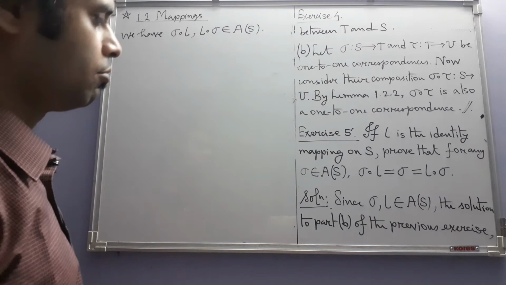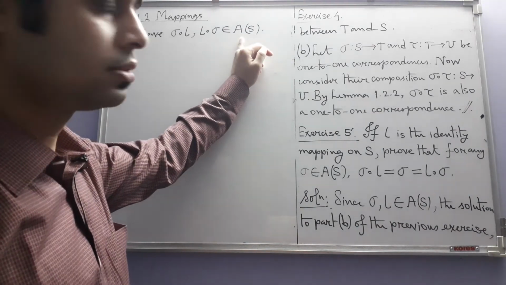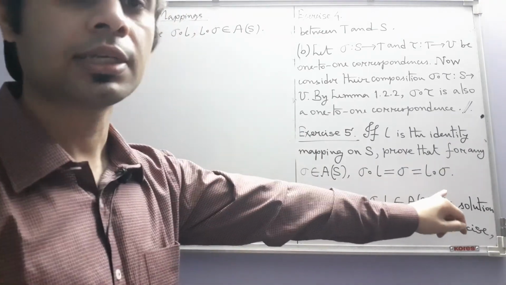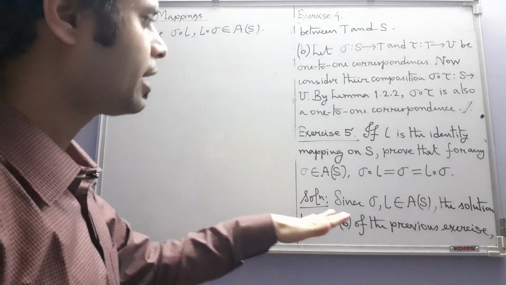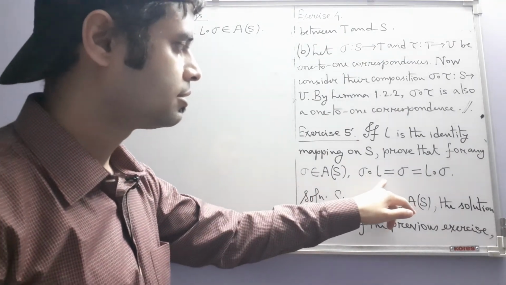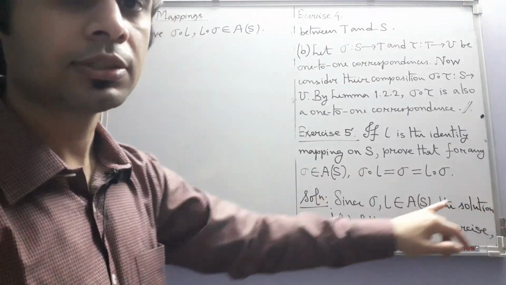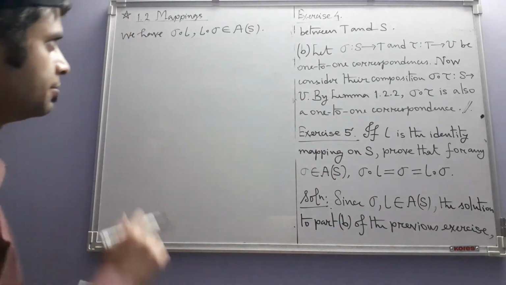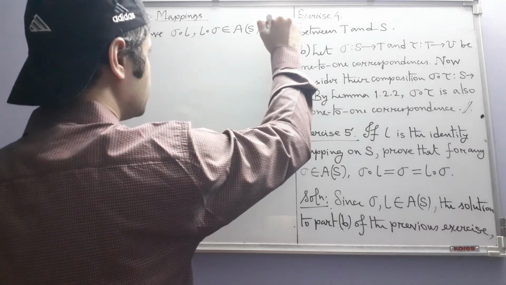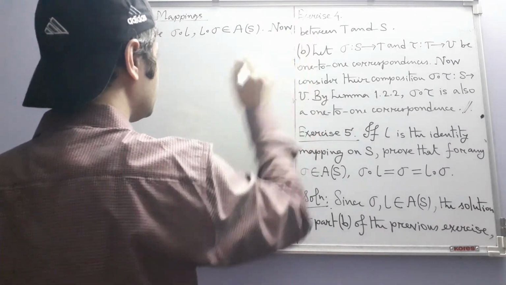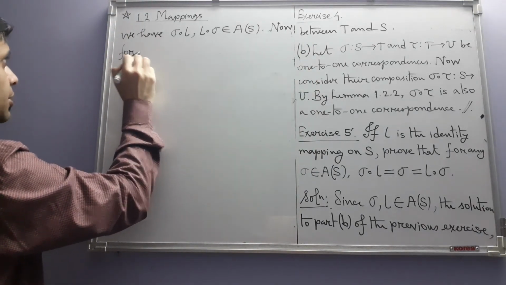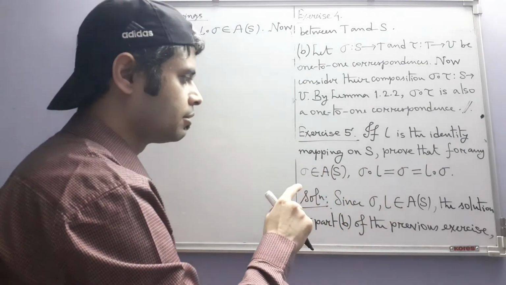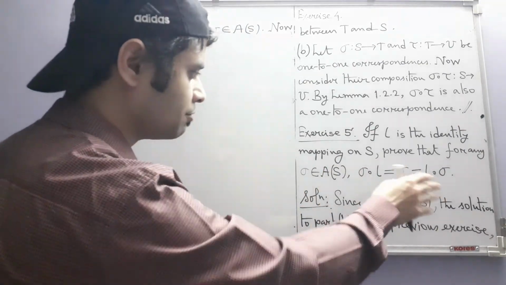By the way, why do I need to conclude this? We actually have to show that these functions are equal, right? But for that to happen, I must make sure that sigma composition iota and iota composition sigma are actually functions from S to S. For that I did this. Okay. Now we have to show that they actually map every element of S to the same element, all of them.